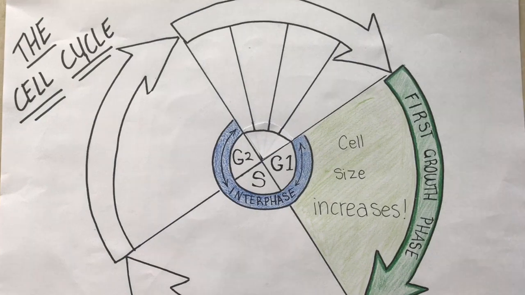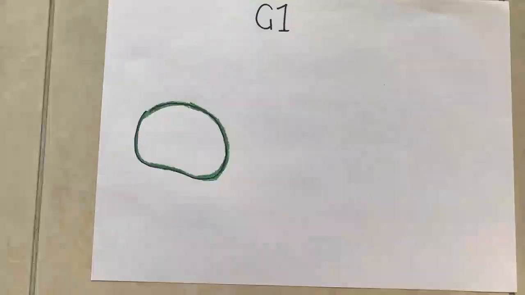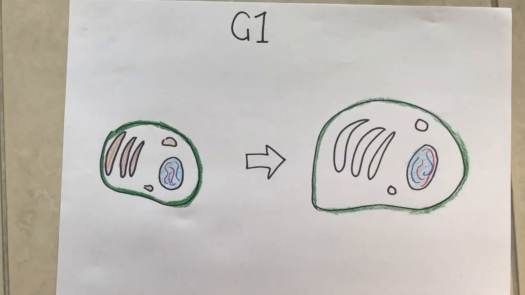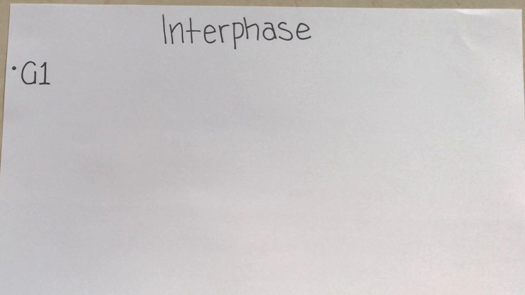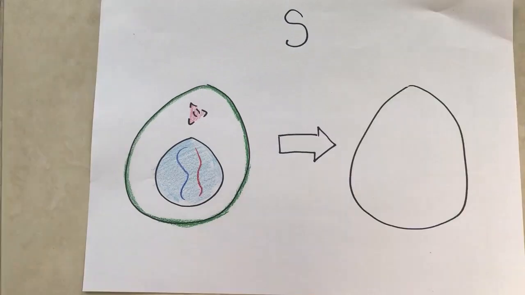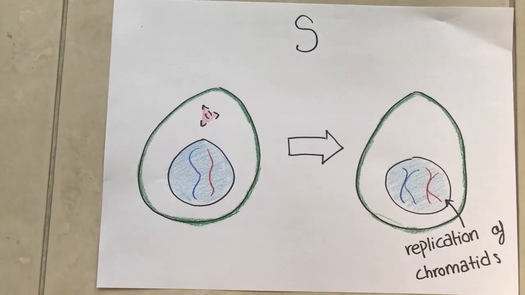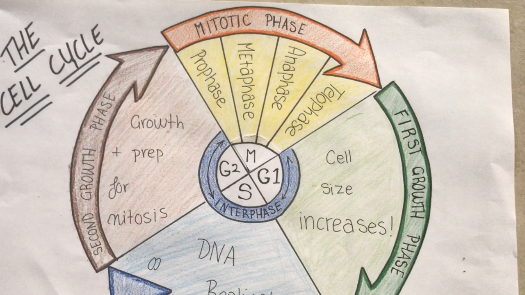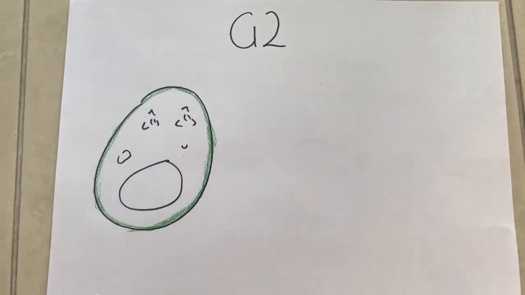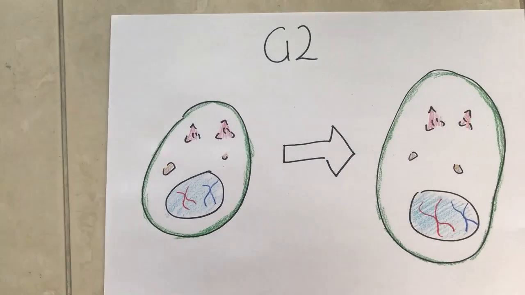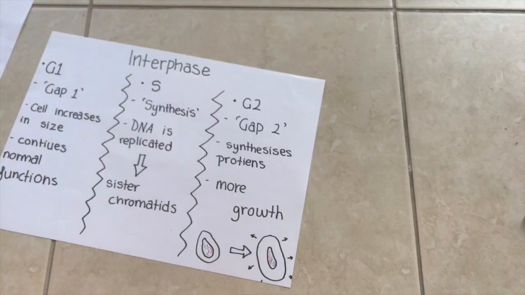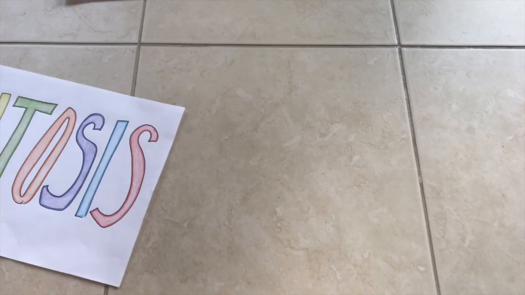Let's start with G1. G1, standing for gap 1, is the process where the cell is prepared for division by increasing in mass. During this stage, the cell continues to perform normal functions. During the S phase, the DNA is duplicated, as well as the replication of the chromosomes and the centrosome. And finally, the G2, gap 2 phase further synthesizes proteins and continues to grow in size. After completing interphase, the cell is ready to move into mitosis.